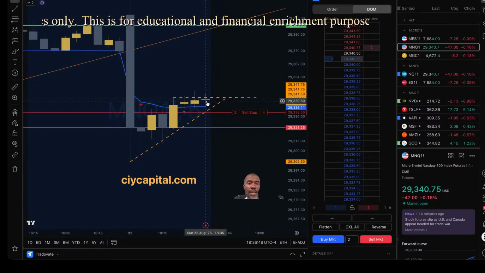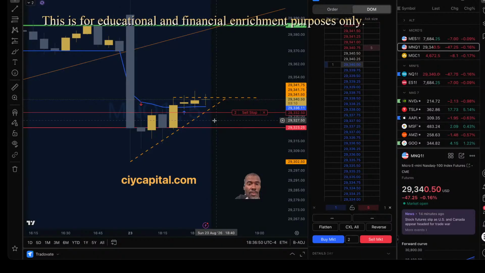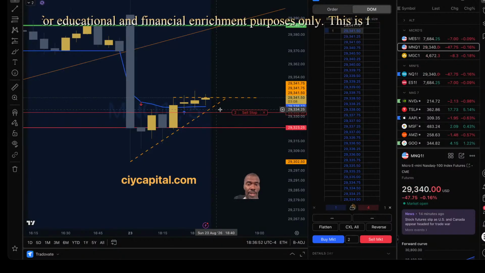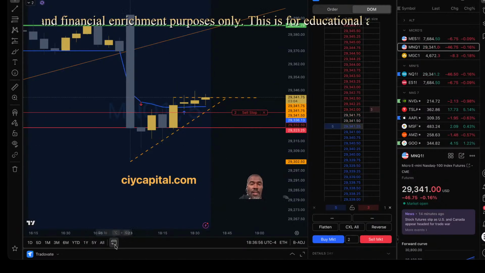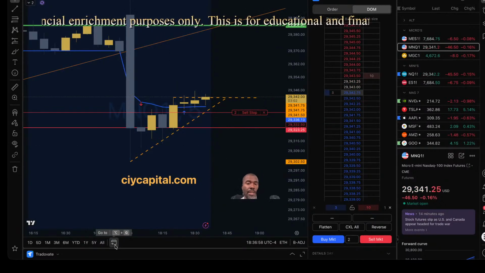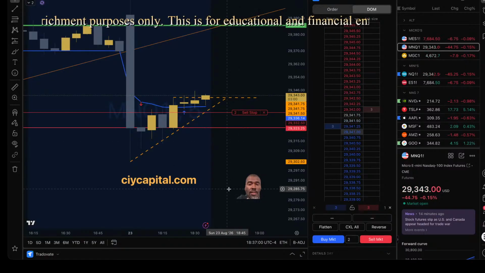If this current candle or the next candle is gray, we're coming down hard. Or even if we break this trend line, we're going to come down hard. I might even add an additional 2 contracts.